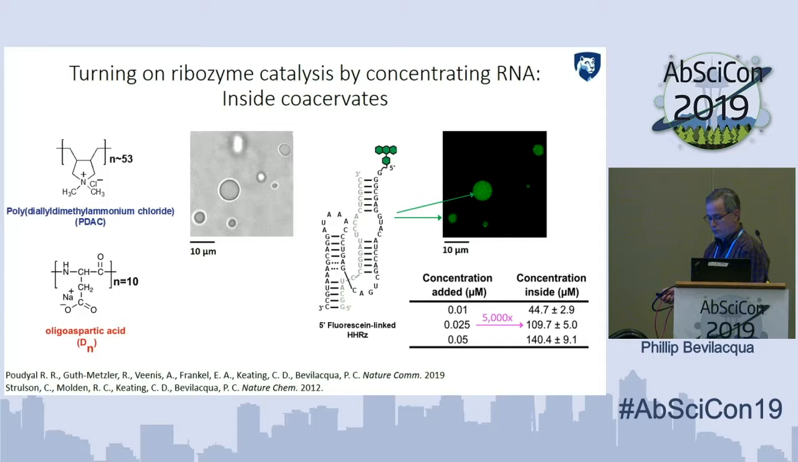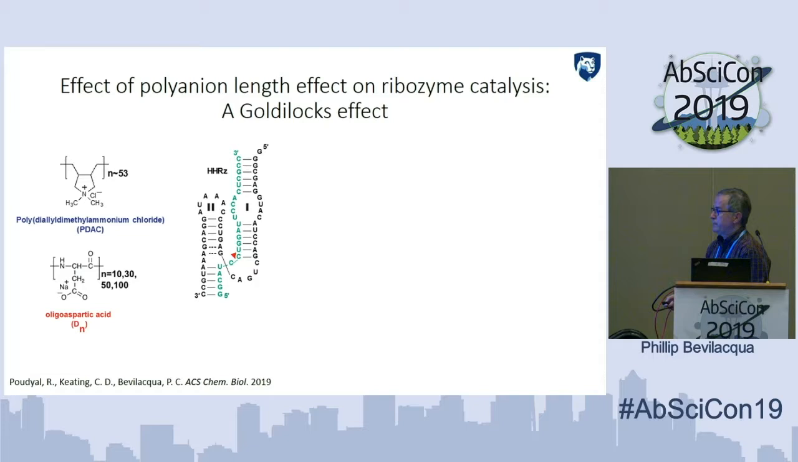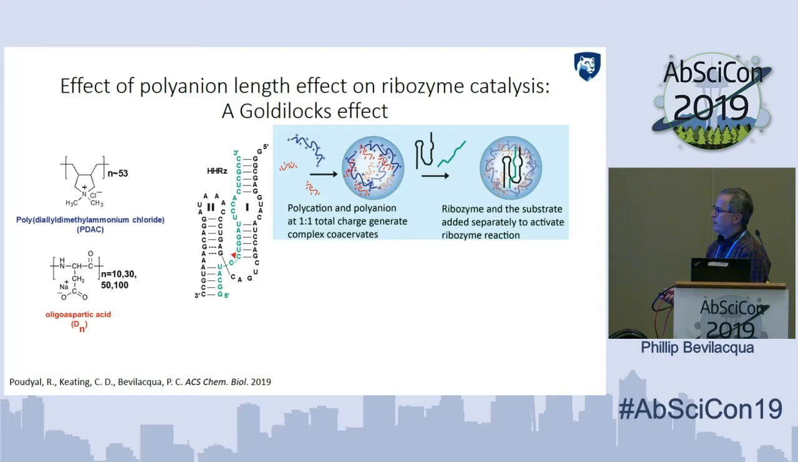And so now we'll go in and we'll look at the effect of different lengths of the oligoaspartic acid, from 10 to 30, 50, and 100 mers. And in this particular assay, the polycation and polyanion are allowed to come together at charge-matched conditions of 1:1. And then the enzyme is introduced, and then the substrate is introduced. And we'll look at the reaction that happens. And this is, again, with a radio-labeled substrate.